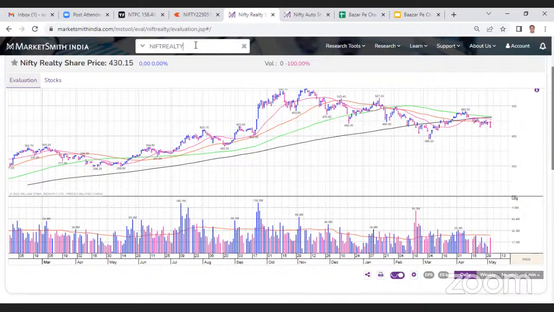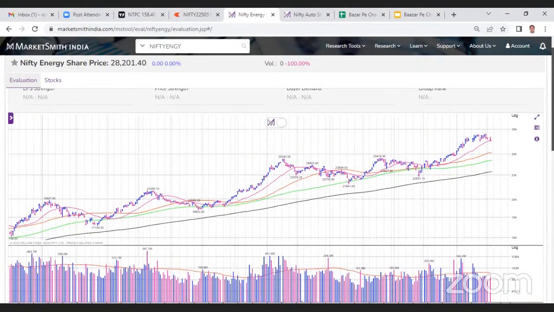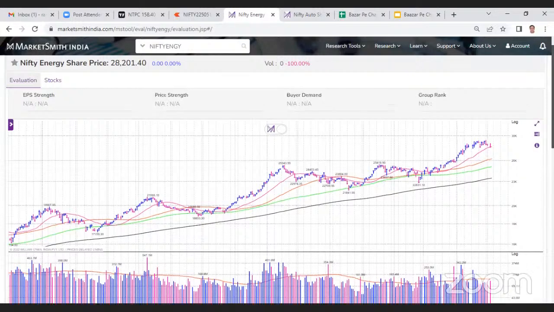So now I will be talking about Nifty Energy. We have seen those three charts, Nifty Auto, Nifty FMCG, and Nifty Realty, and those three charts were bearish. And we can see the difference here in Nifty Energy. The Nifty Energy chart is quite bullish and there is no sign of weakness as of now.